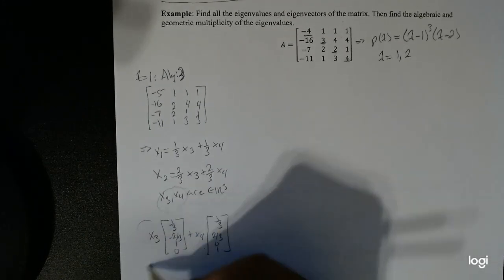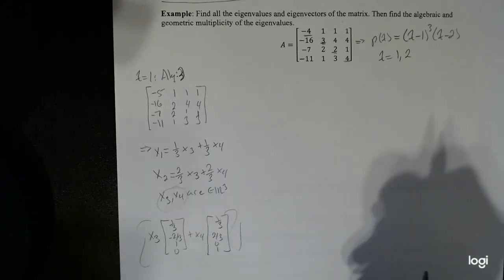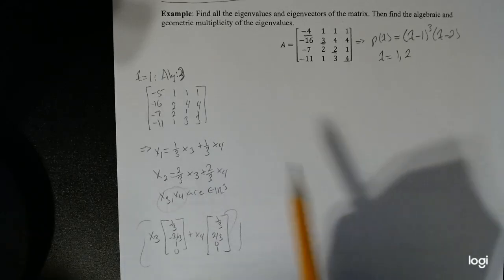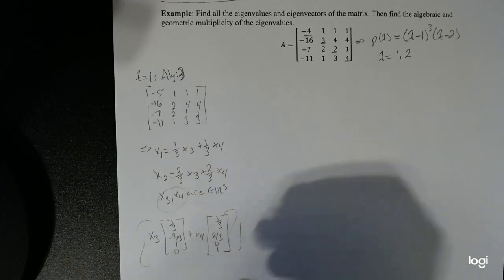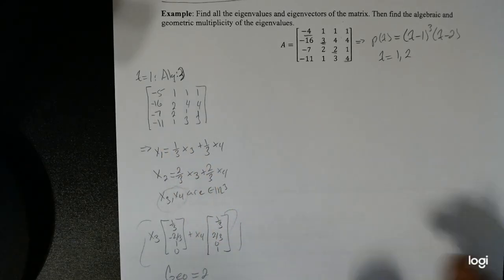And there is our eigenspace for lambda equaling 1, which has a geometric multiplicity equal to 2.